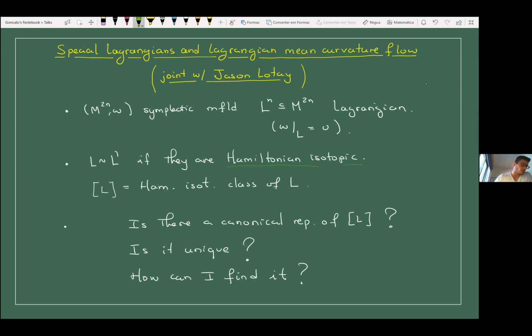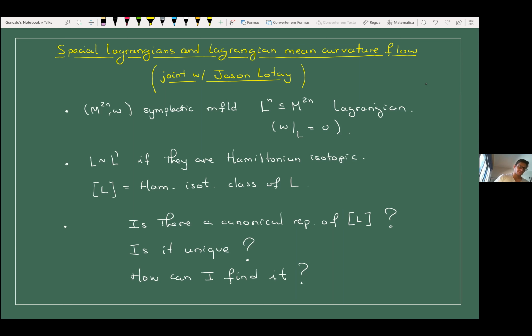But maybe if you think of a symplectic manifold as a generalized phase space of a mechanical system, and the Lagrangian submanifold as a generalized configuration space, then Hamiltonian isotopic Lagrangians are somewhat equivalent sets of initial conditions for your mechanical system. You can more or less think of it that way. And I will denote the Hamiltonian isotopic class of a Lagrangian by straight brackets L.